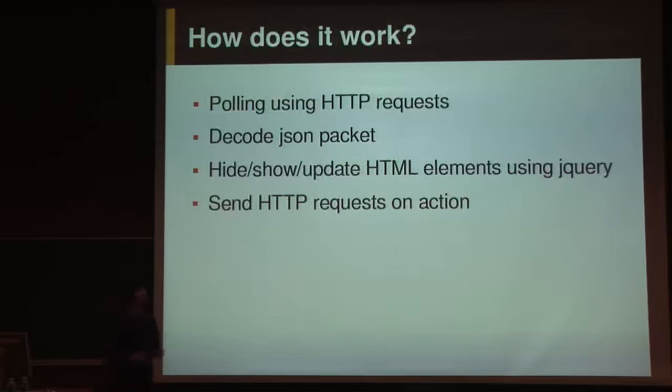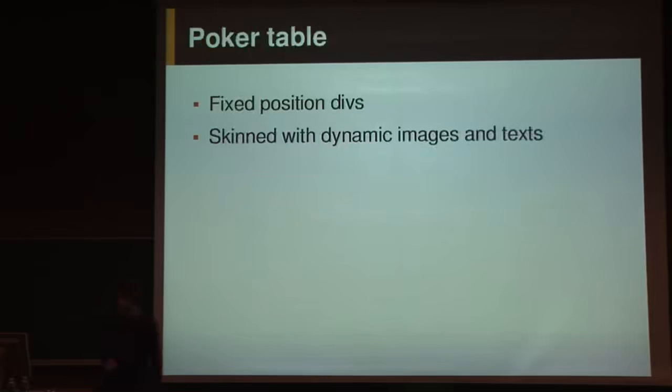So how does it work? It polls the poker server using HTTP requests. The server replies with a JSON packet, and then from that JSON packet, it decides to hide or show an HTML element, or to craft a new or update an existing HTML element. And when you click a button, like a regular input, it sends JSON back to the server.